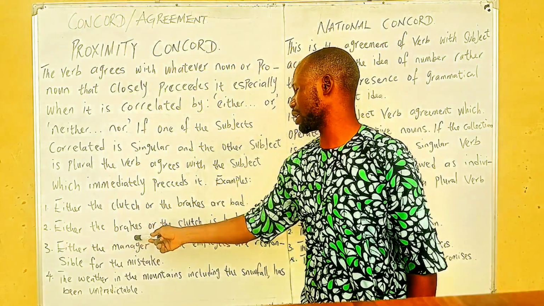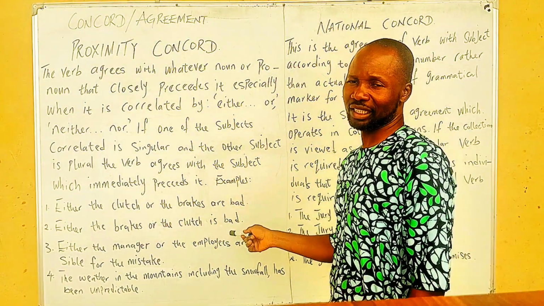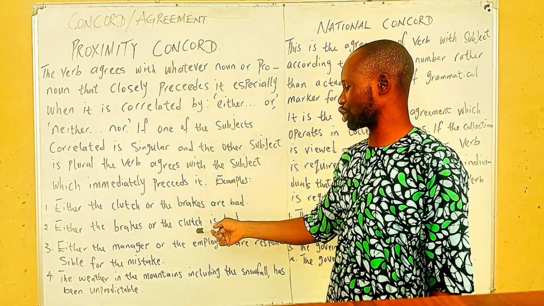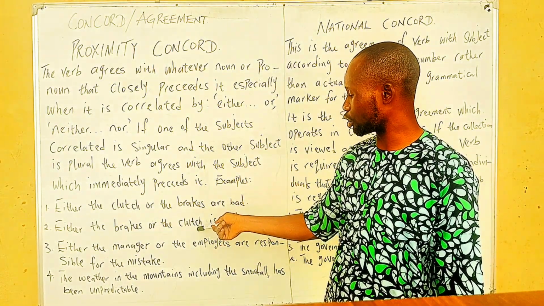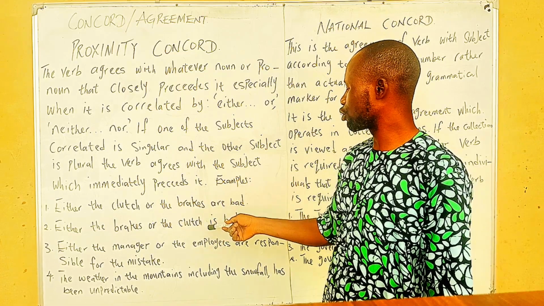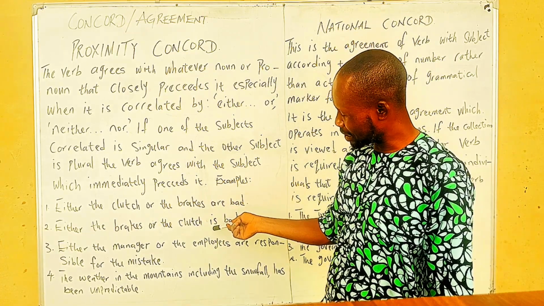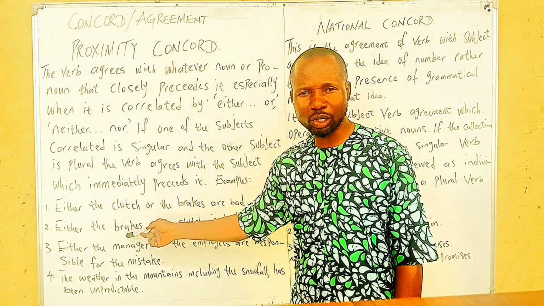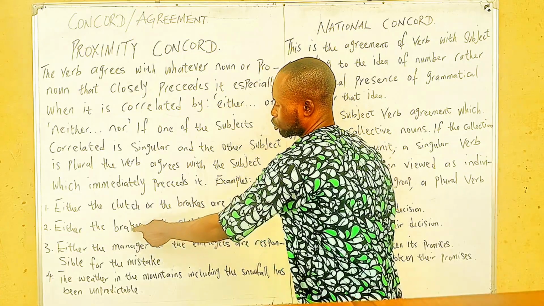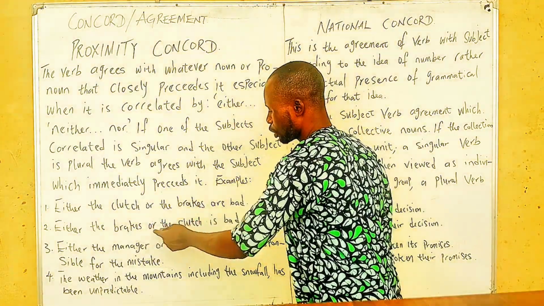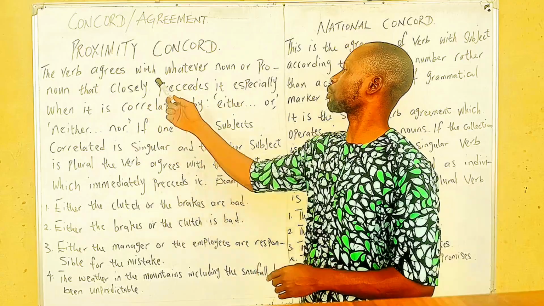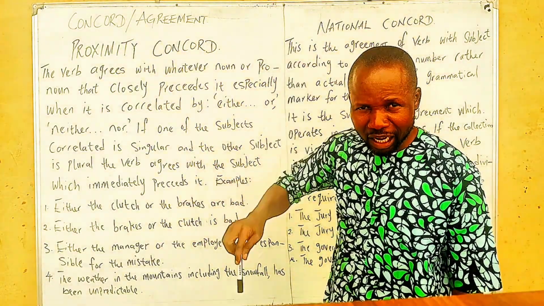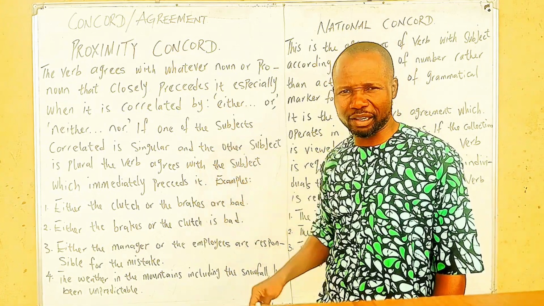You see, either the brakes or the clutch is bad. So the one that precedes the verb is clutch. So, assuming this clutch is in plural, it will be what? Are. But the clutch is in singular, while brakes is plural. Even though we are having a compound subject, the way the proximity concord works is that the noun or pronoun that precedes the verb is the one you look at.